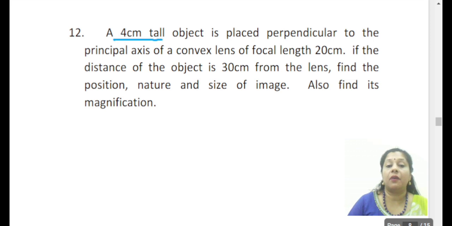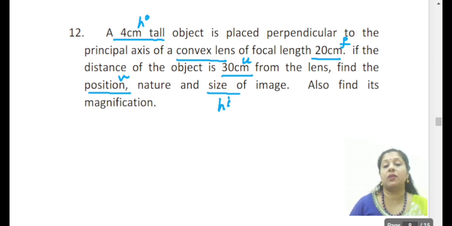A 4 centimeter tall object, so HO is given, is placed perpendicular to the principal axis of a convex lens of focal length 20 centimeter. F is given. If the distance of the object is 30 centimeter, so U is given. Find the position, nature and size of the image. So we have to find out the position V. Nature we can find out from that. Size of the image means HI also we have to find out.